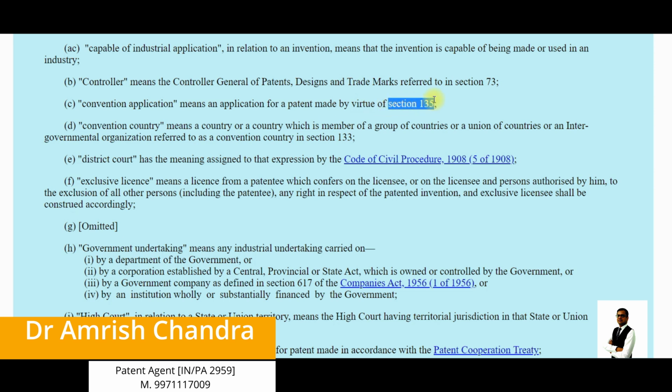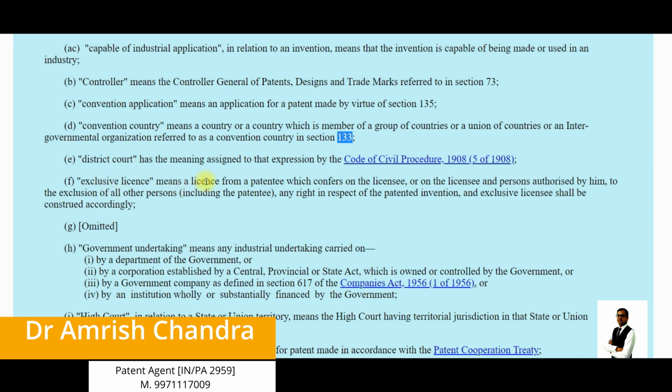So convention application is section 135. Convention country means any country or countries which are a member of a group of countries or union of countries or an intergovernmental organization referred to as convention country in section 133. District court has the meaning assigned to that expression by the Code of Civil Procedure. So we need to go by the law of the land.